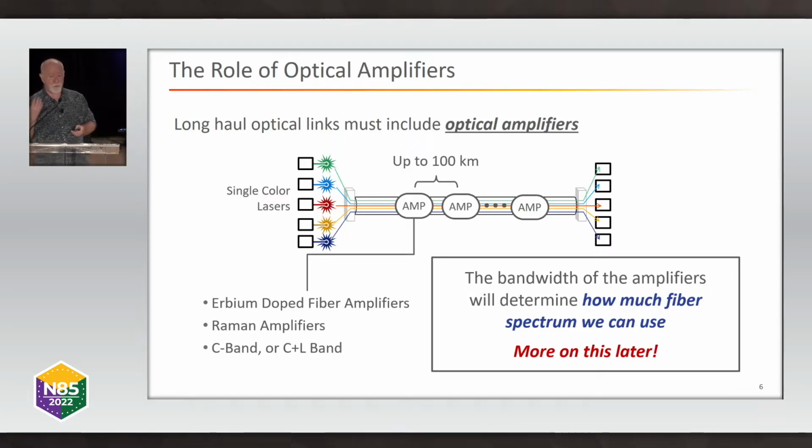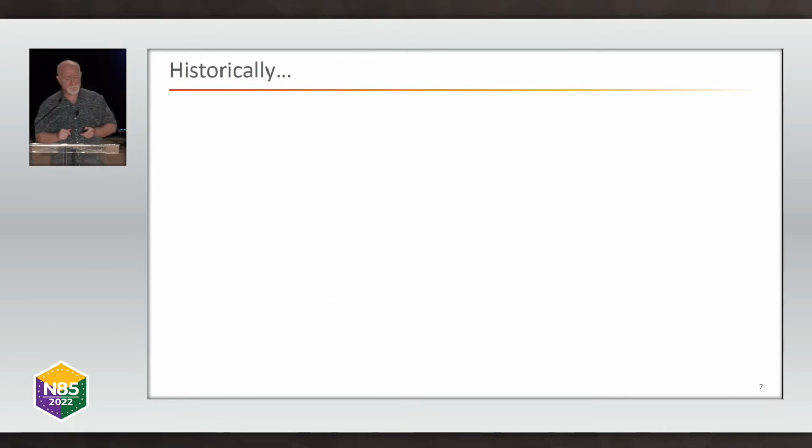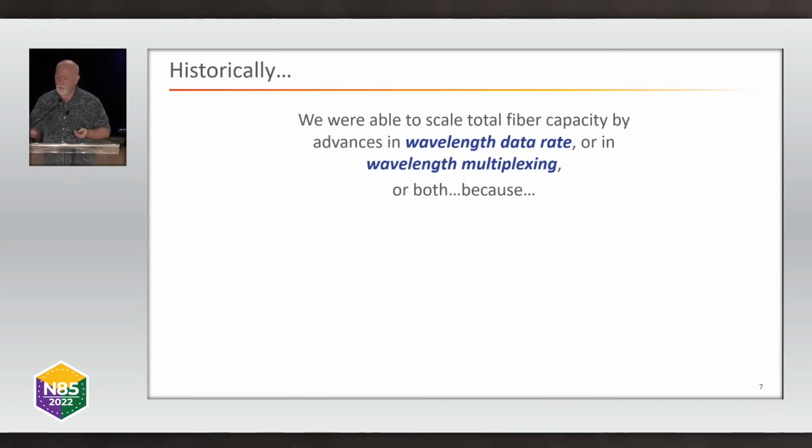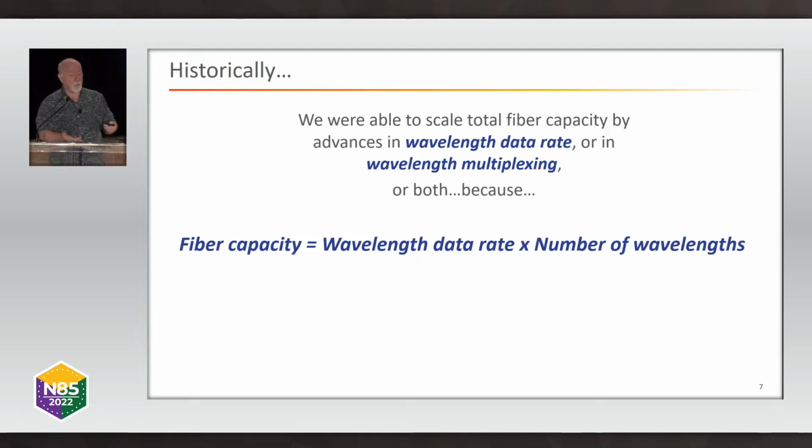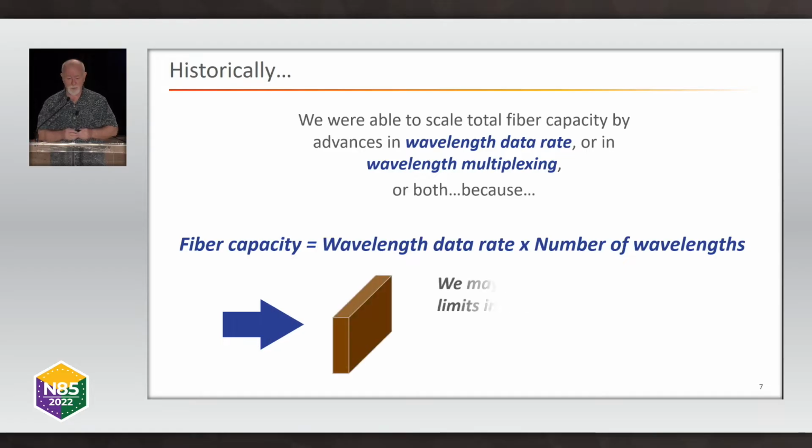And the bandwidth of the amplifiers will determine how much fiber spectrum we can actually use. So, I'll be explaining more about that in a moment. Historically, we were able to scale total fiber capacity by increasing the wavelength data rate or putting more and more wavelengths onto the fiber, or both, depending where we were in technical evolution. Because the fiber capacity is the product of the wavelength data rate and the number of wavelengths.